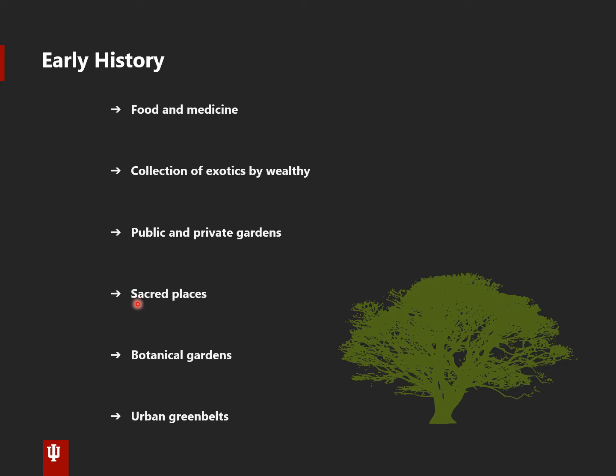Another common use is in sacred or religious places that have a lot of meaning to that culture. You might see more vegetation in those areas. There are a few examples of botanical gardens in early history, very few, but there's a couple. And there's this thing called urban green belts that still exist now, and are an older concept that in Greek and Roman times they had some of. So we'll look at some of this stuff here.